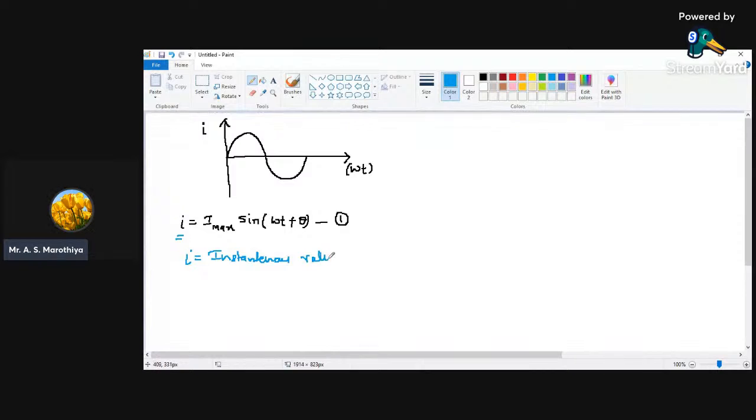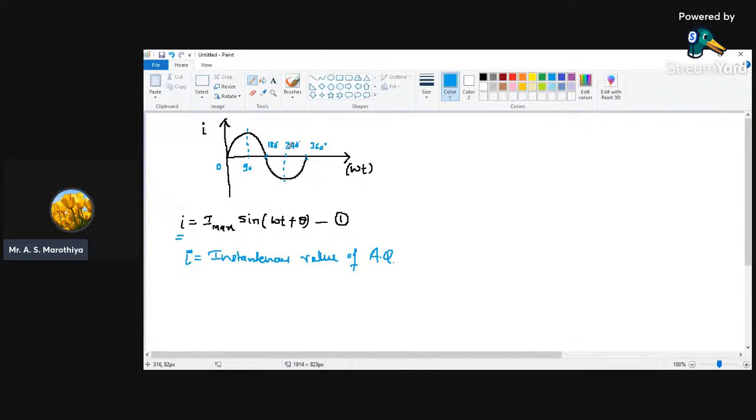Instantaneous value of alternating quantity. Now, in this case, because I have taken the alternating quantity as current, that's why I have indicated that value as small i. Now, suppose you want to calculate what is the value of this i at this instant, say 0, or at this instant, say 90 degree, or at 180 degree, or at 270 degree, or at 360 degree.